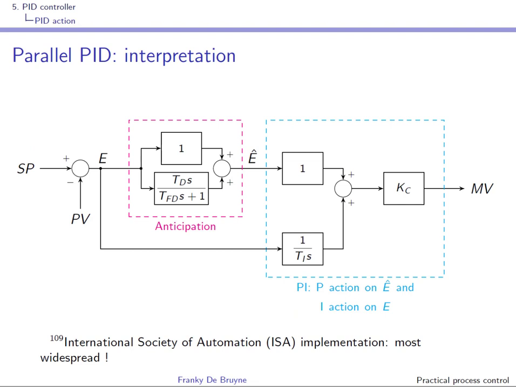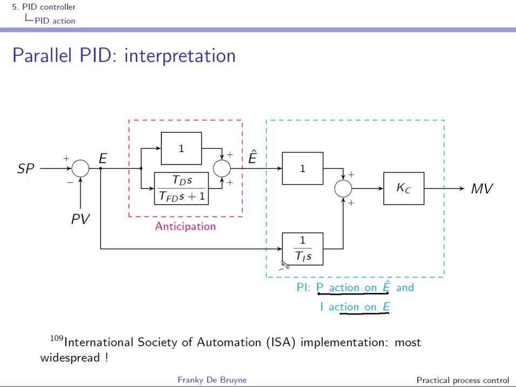In the parallel PID interpretation, the building blocks, so the PI controller, the anticipation and the first order filter, are combined differently. You can see here that in the PI controller, this block over here, the proportional action is acting on E hat, so the estimation of the error in the future, whereas the integral action is acting on the standard control error SP minus PV. You can also see here that the first order filter is only acting in this branch over here.